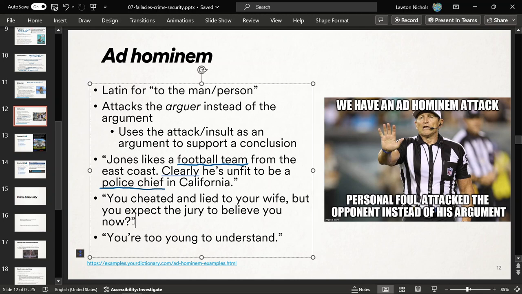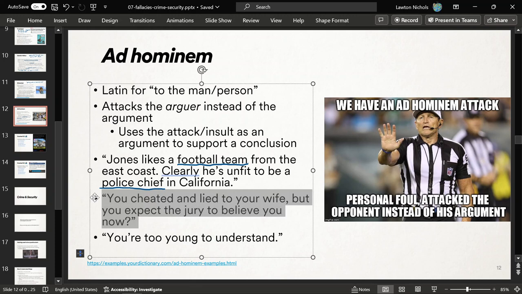All right? And here's an ad hominem fallacy that a lot of us, if we were on a jury, we might believe. We might find this to be a true statement, which is very tricky. And so you have to notice that, oh yeah, this is an ad hominem fallacy still. I shouldn't be trusting it. I should be looking for more information. So here's one that you might hear if you're sitting on a trial: "You cheated and lied to your wife, but you expect the jury to believe you now?"